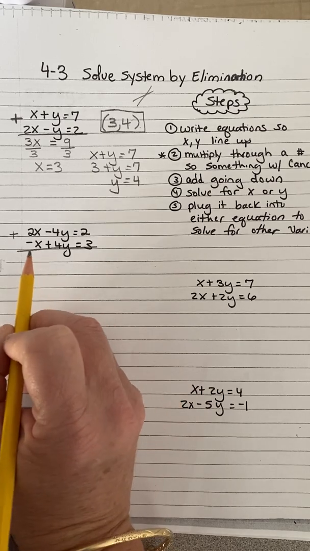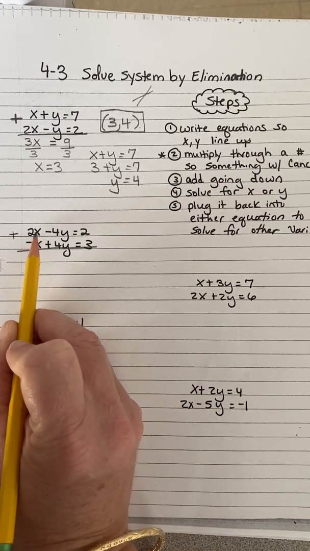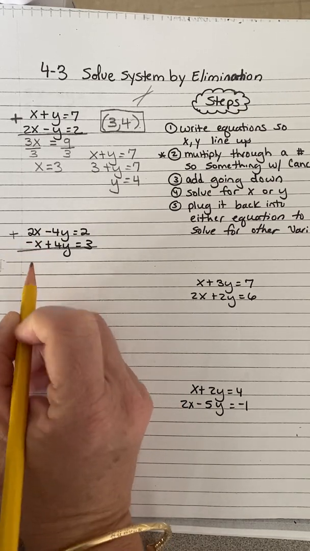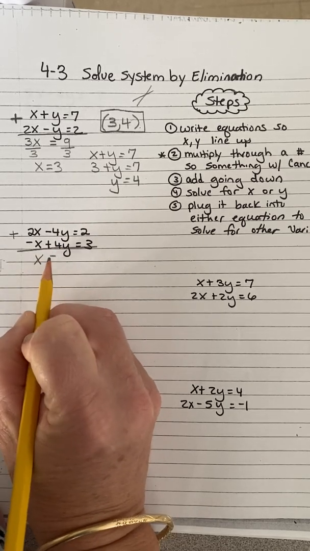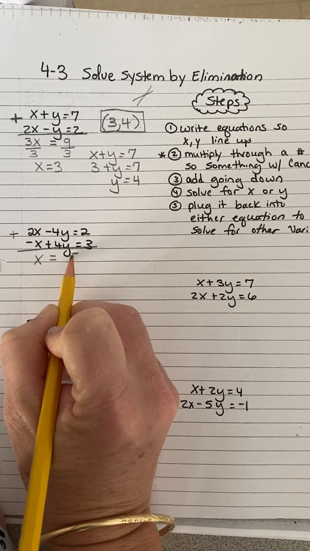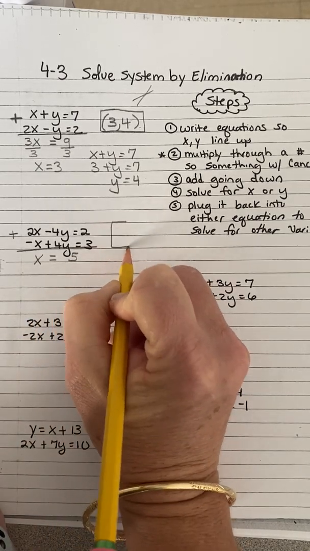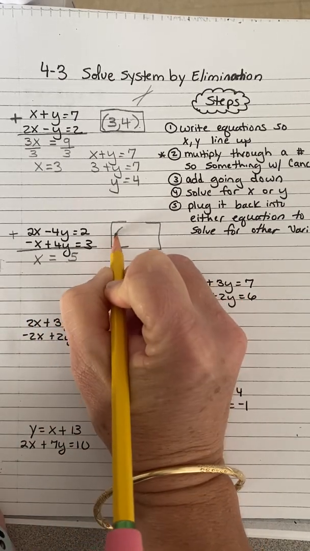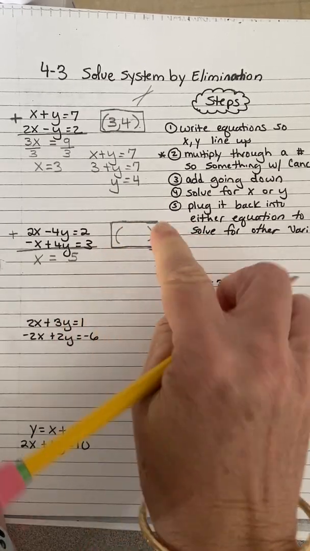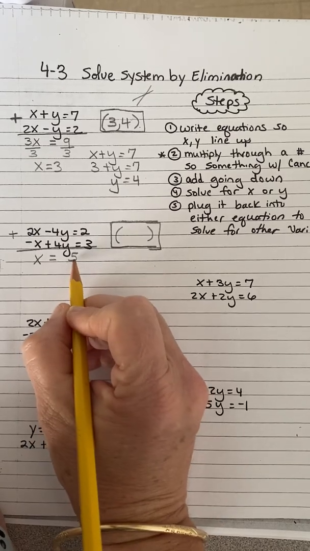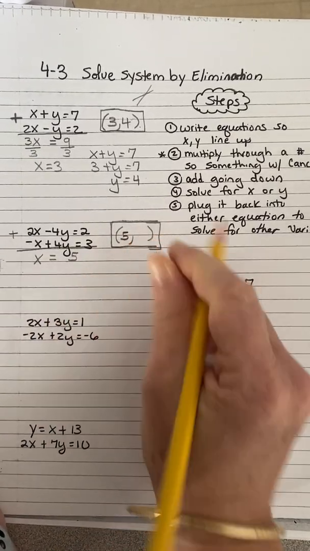All right, so now I go ahead and add going down. 2x and a negative x gets me x. That's going to cancel out, and this is going to equal 5. Oh, so this one was even a little bit easier. So my answer is a coordinate. I only have this box here, so I know not to forget to go back and fill this whole thing in. Okay, so my x is 5.